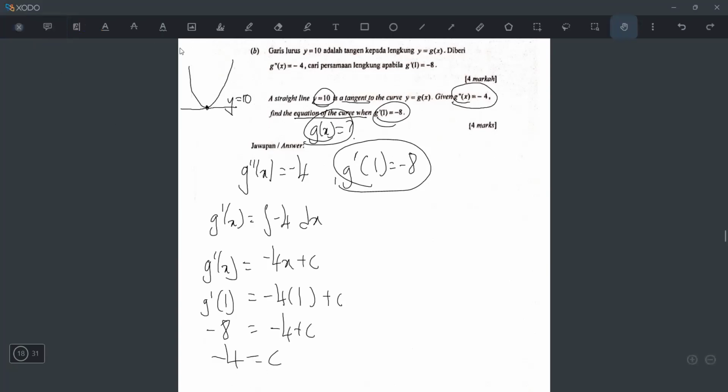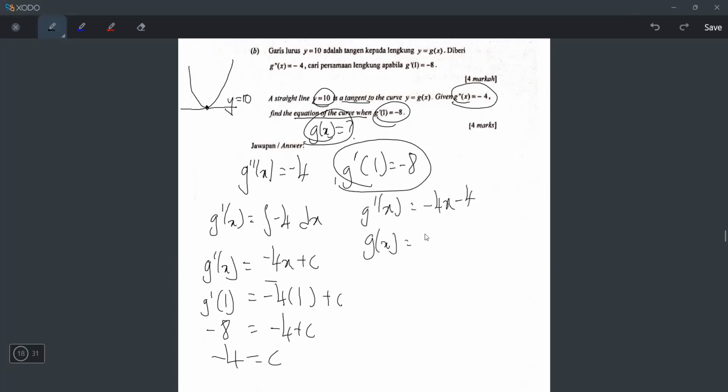So now I already know what my g prime x is. I have to look back here, it's negative 4x plus c. I already know my c is negative 4. So negative 4x minus 4. But I want gx, so I should integrate again. And remember, when you integrate again, the c will come out again, right? So integrate negative 4x minus 4 dx. It's negative 4x squared over 2 minus 4x plus c. Cancelling, we get negative 2x squared minus 4x plus c.